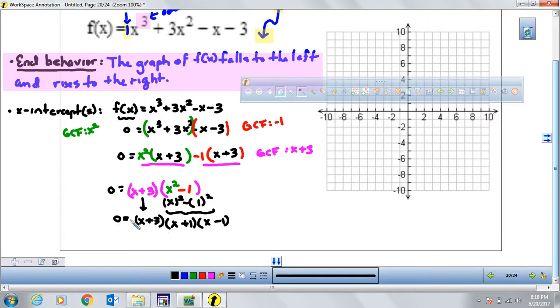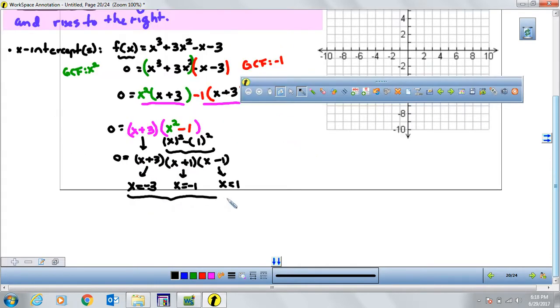So we're going to set m equal to 0 and solve for x. So this is x equals negative 3, x equals negative 1, and x equals positive 1. What we can notice about all of these factors is that all of them appear only one time each. What does it mean by that? It means that all of these zeros have a multiplicity of 1.